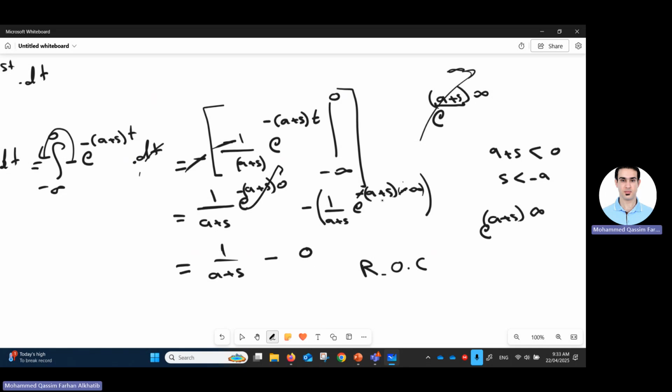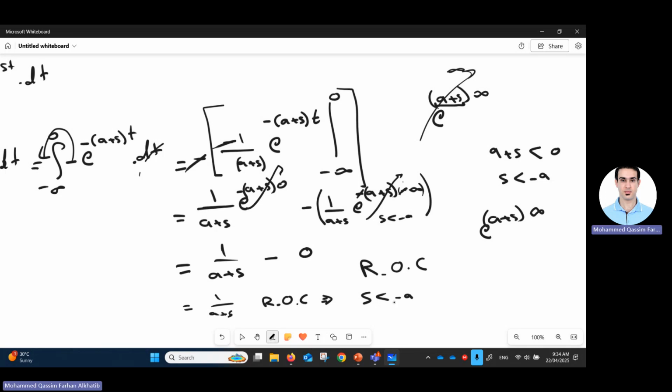So in this case, this will go to 0 if s is less than negative a. Otherwise, it will go to infinity. If s is less than negative a, then this exponent will become a negative exponent, e to the power negative infinity, it will become 0. So this expression will be gone. So in this case, I have 1 over a plus s minus 0, so it is 1 over a plus s. However, my region of convergence equals to what? S less than negative a.